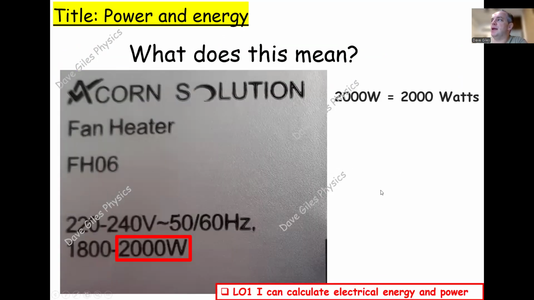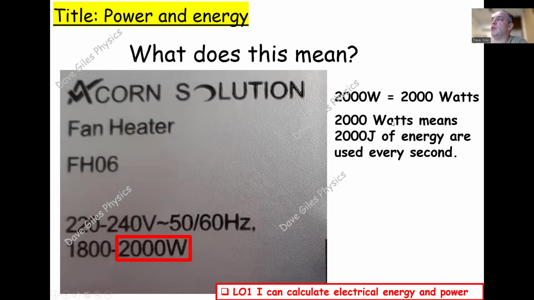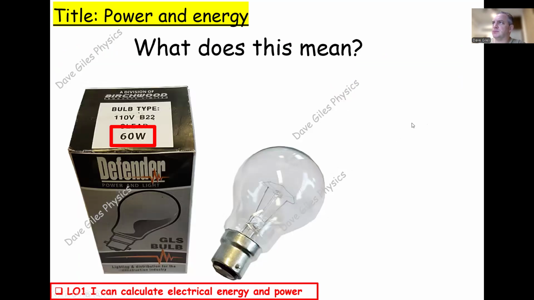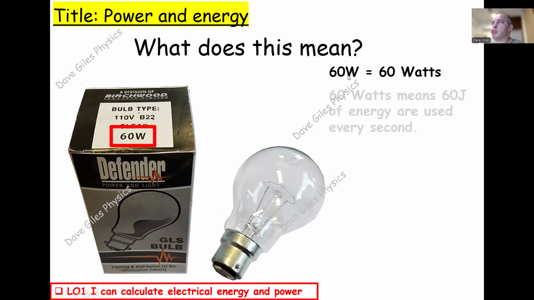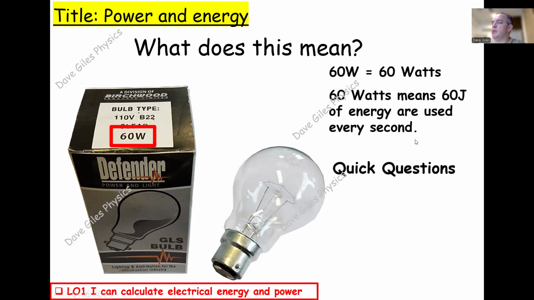Well, it means 2000 joules of energy are used every second. So it's telling me how much electrical energy it's transferring every second. Or you might see it written as 2 kW, which is also 2000 watts. Again, this one here has got 60 watts written on, so it's using 60 joules of energy every second.